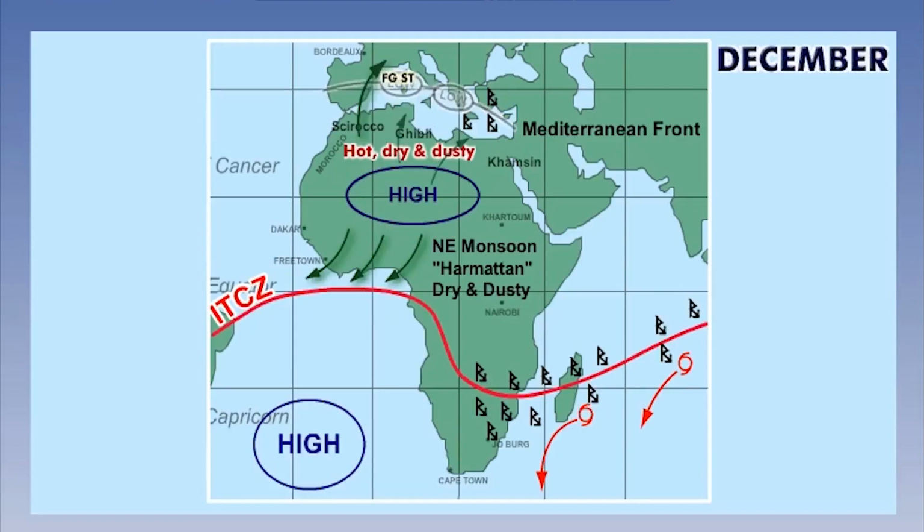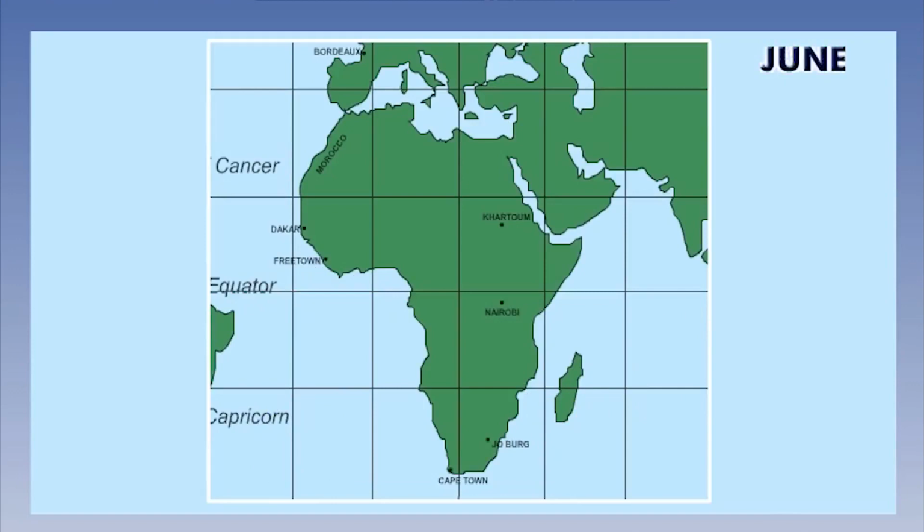The Sirocco can be very active, and can collect moisture on its passage towards France, bringing low stratus and fog to the northern areas of the Mediterranean. This completes the main weather patterns over Africa in December. Let's now concentrate on what happens in June.